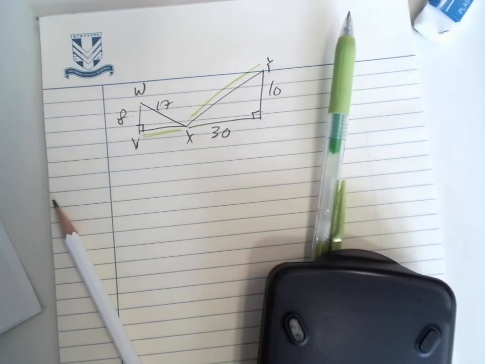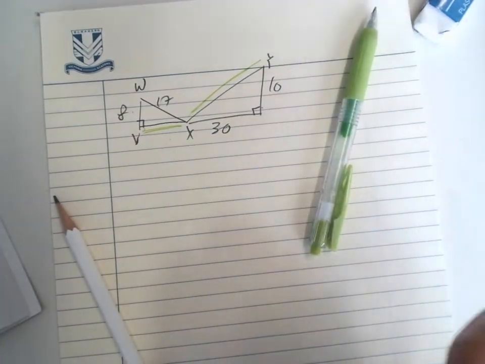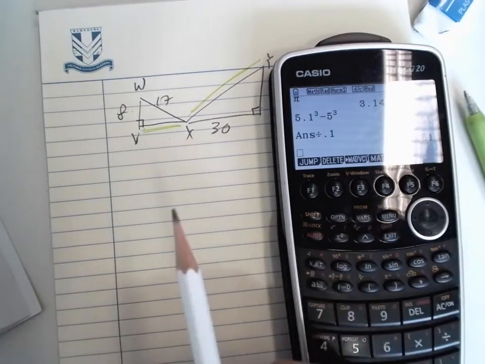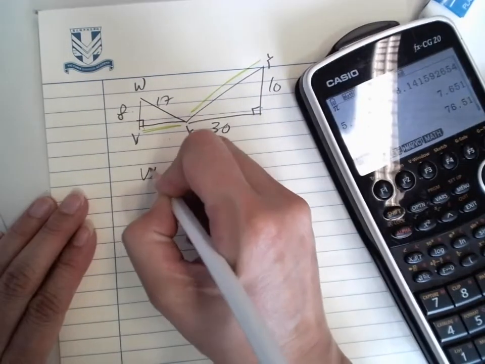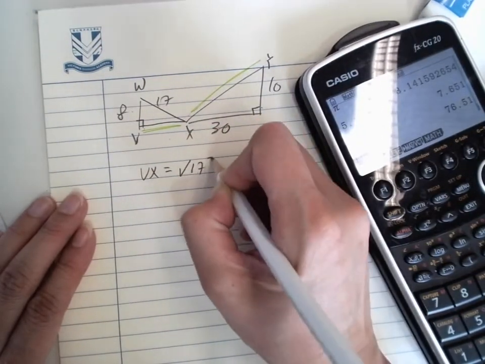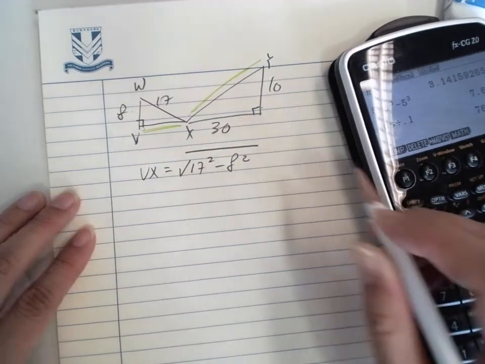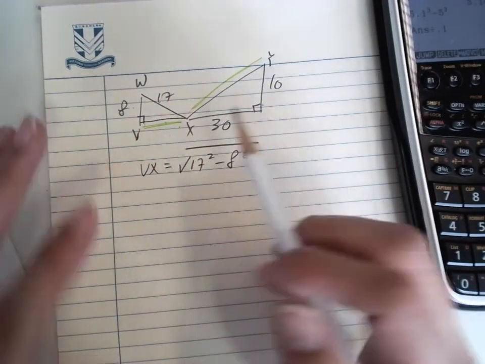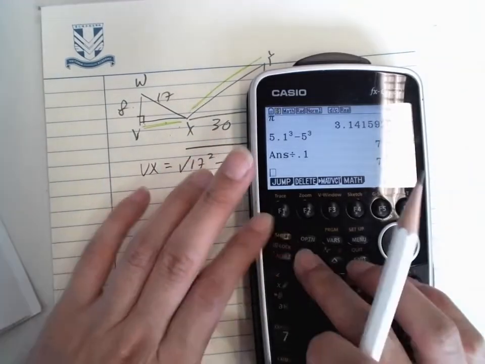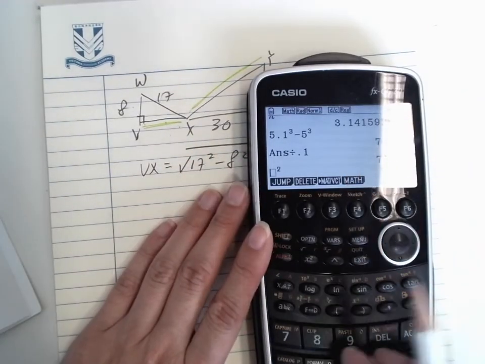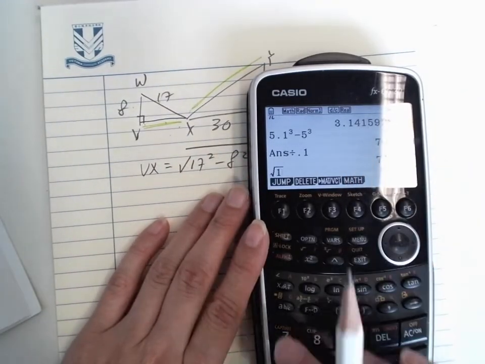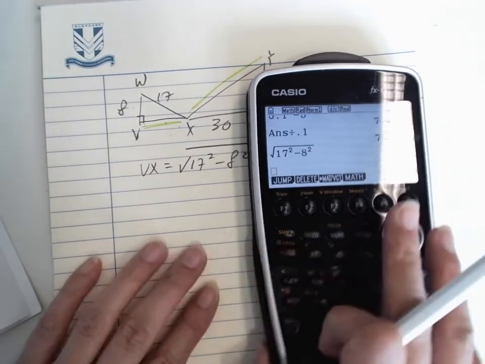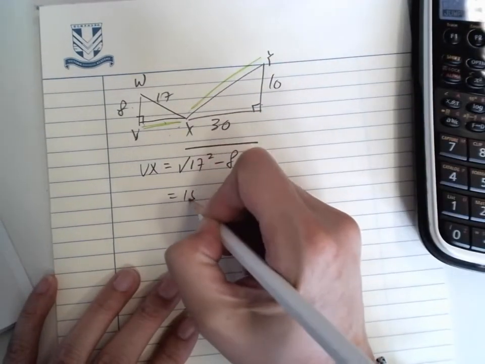Yep, I'm using a big calculator here. So VX should equal the square root of 17 squared minus 8 squared, based on the Pythagoras theorem. The two sides squared equal the hypotenuse squared, so I flip it over. 17 squared minus 8 squared. Then I got 15 for VX.